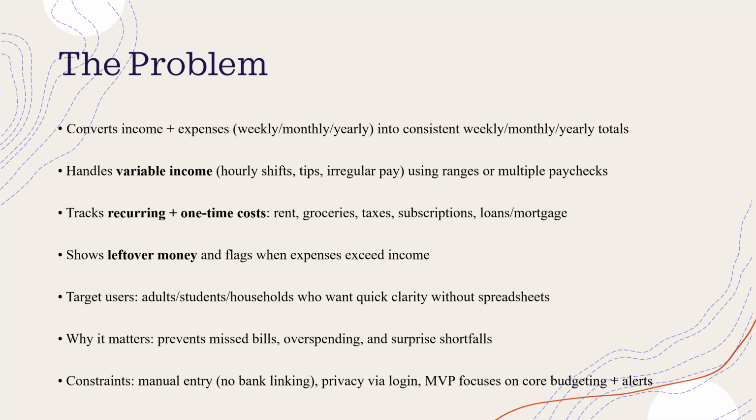Budget Beacon helps adults track income and expenses, especially when pay varies week to week, so they can understand what they can safely spend. Users enter income and expenses like rent, groceries, taxes, subscriptions, debt payments, and one-time costs. The app converts everything into consistent time frames, shows totals, leftover money, and warnings when expenses exceed income.